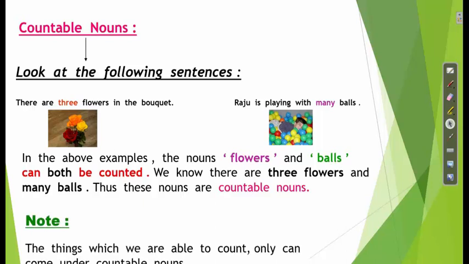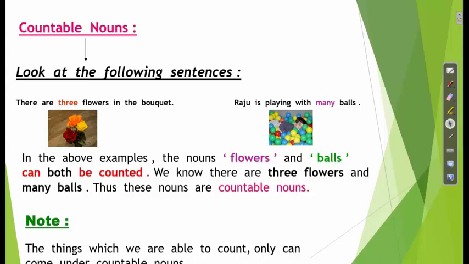Note, the things which we are able to count only can come under countable nouns. We can see the flowers and we can see that there are 3 flowers. So, we are able to count it. In the second example, we can see a boy. There is one boy and there are many balls. We did not count them, but by looking at it, we know that there are many balls. Not 1 or 2 balls, but there are many balls around him. So, that also comes under countable noun.